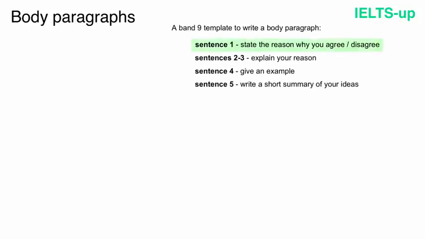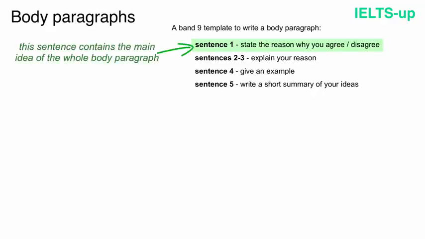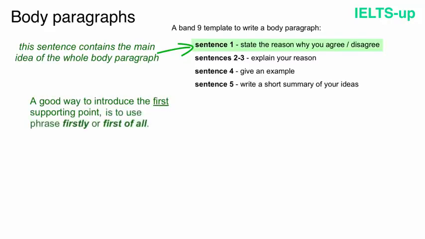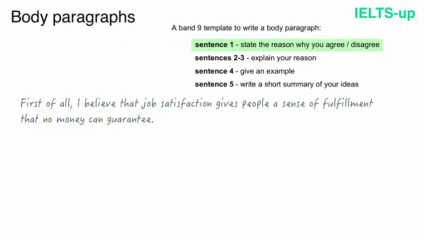In the first sentence, you state your first reason why you agree or disagree. So, this sentence contains the main idea of the whole body paragraph. A good way to introduce the first supporting point is to use phrase firstly or first of all. And here is my first sentence. First of all, I believe that job satisfaction gives people a sense of fulfillment that no money can guarantee.